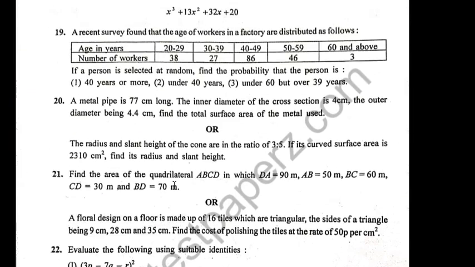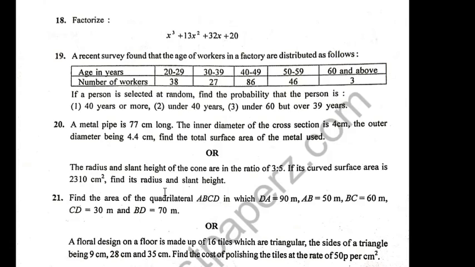Now 19th problem. In a recent survey, it was found that the age of workers in a factory is distributed as follows. This is the age of workers in a factory. If a person is selected at random, find the probability that the person is 40 years or more, under 40 years, under 60 but over 39 years. Okay, so a problem related to probability. Age in years is given and number of workers is given.